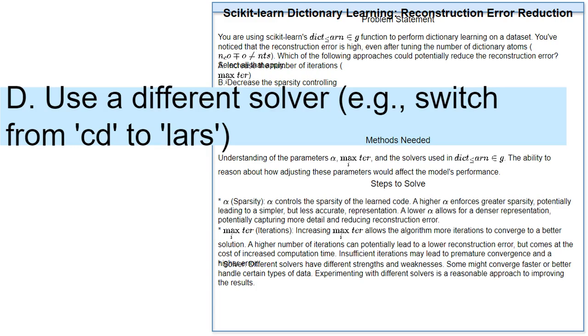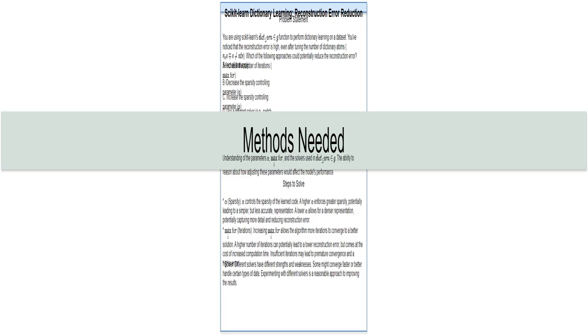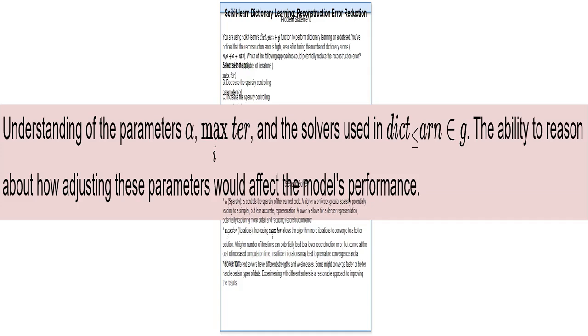This suggests trying a different algorithm altogether. Different algorithms have different strengths and weaknesses, and one might be better suited for this specific data. It's like switching tools. One tool might be better for a specific task. To solve this problem effectively, I need a thorough understanding of how the parameters ALPHA and MAXITER affect the dictionary learning process, and I need to understand the different solvers available. This highlights the crucial knowledge required. I must grasp the roles of ALPHA, controlling sparsity, MAXITER, controlling the number of iterations, and the various solvers, as each impacts the model's outcome.